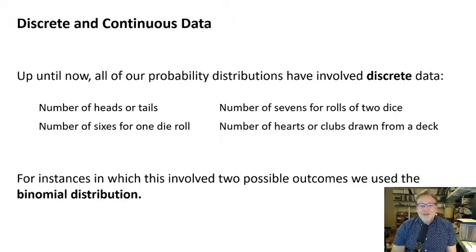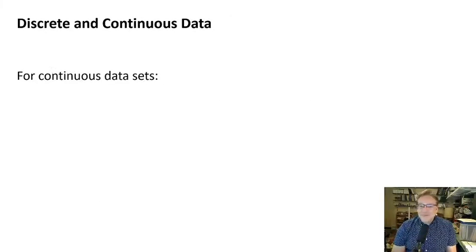That's the binomial distribution. When we're dealing with continuous data sets, now we're going to be working not with the binomial distribution but with, you guessed it, the normal distribution. That's the most common distribution that we use for describing this kind of data.